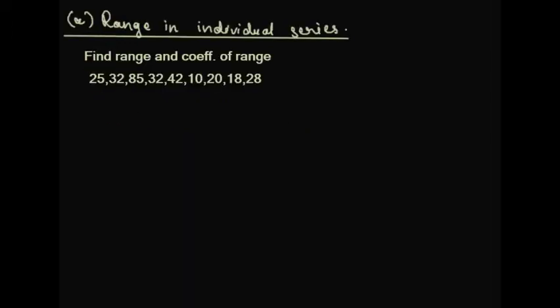Okay, this is our question. Find range and coefficient of range of the following numbers. Numbers given are 25, 32, 85, again 32, 42, 10, 20, 18 and 28. So what's the formula for range? Range equal to h minus l. Here the highest value is 85 and lowest is 10. So 85 minus 10 equal to 75 is the range of the given series.